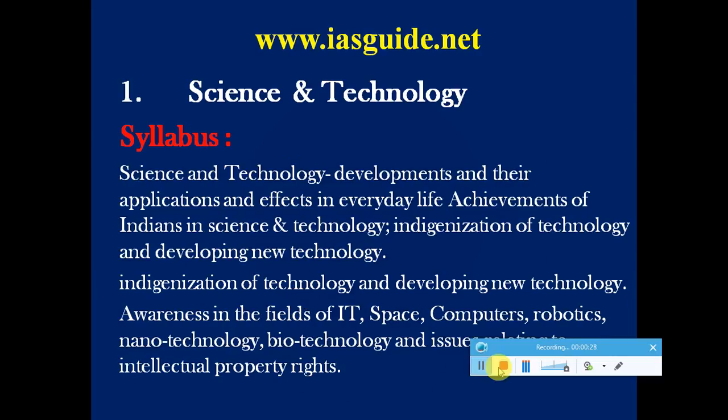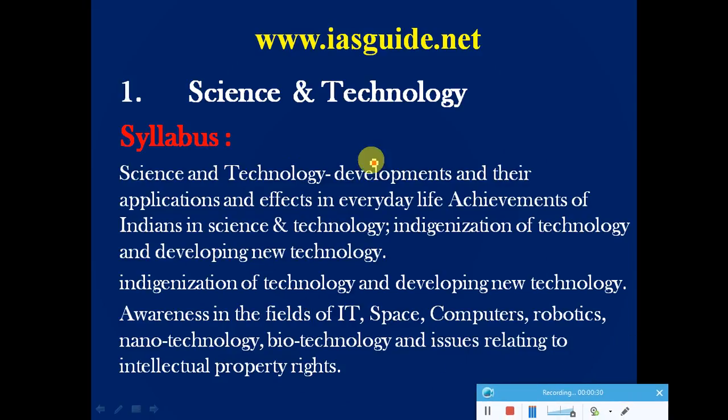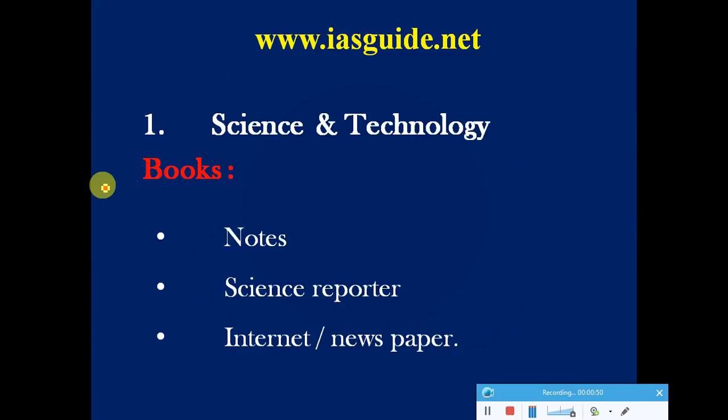First is science and technology, which covers the syllabus areas like application of science and technology in everyday life, achievements of science and technology, indigenous technology which is developing nowadays, and awareness of IT, space, computers, robotics, nanotechnology, biotechnology, and their related issues. All these are the syllabus. Let us see what books we have to refer for this syllabus.